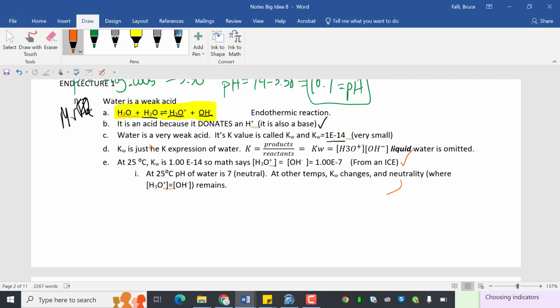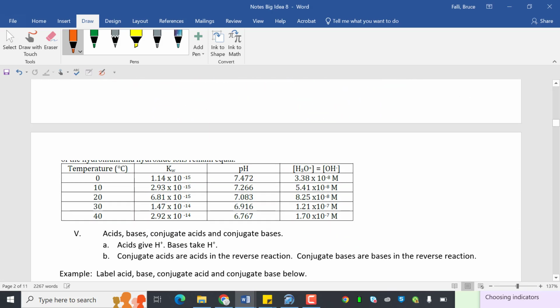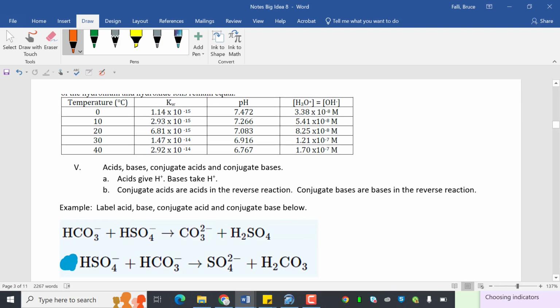So what's the definition of neutrality? Equality. Just to give you an idea, change the temperature: if I'm at 40, notice how the pH at neutral is 6.767. Notice K changed. Why did K change? I thought K never changes unless you change the temperature. So just some of the fun stuff.